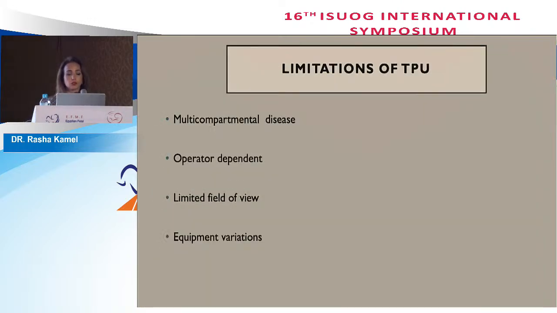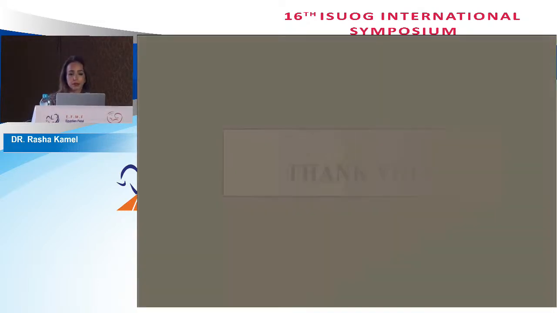There are some limitations for transperineal ultrasound, of course. The limitations are multi-compartmental disease. Sometimes pressure on the fascial defect of one compartment can obscure the descent of another compartment. It is rather operator dependent, it has something to do with the skills of the operator. There is a limited field of view, as we compare it to the MRI. And of course, equipment variations. The higher the resolution of ultrasound, of course, the better the results and the more reproducible the results are.